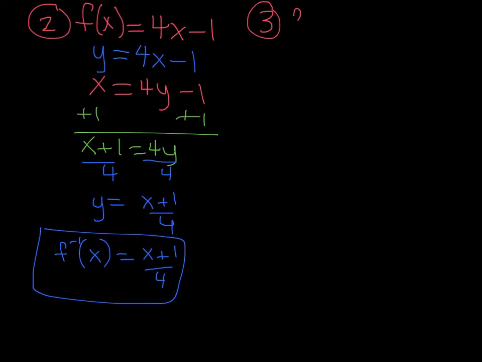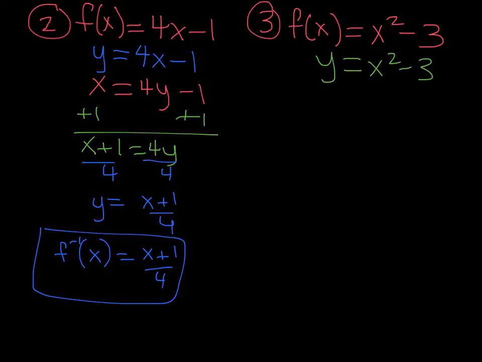So I'm going to give you one more. Let's say we have f of x equals x to the second power minus 3. This one is a little bit harder because of the x squared. However, we can still do it. Your first step is going to be to rewrite it as y equals x squared minus 3. From there, you need to remember that you're going to interchange your x and your y. So that's going to change it to x equals y squared minus 3.